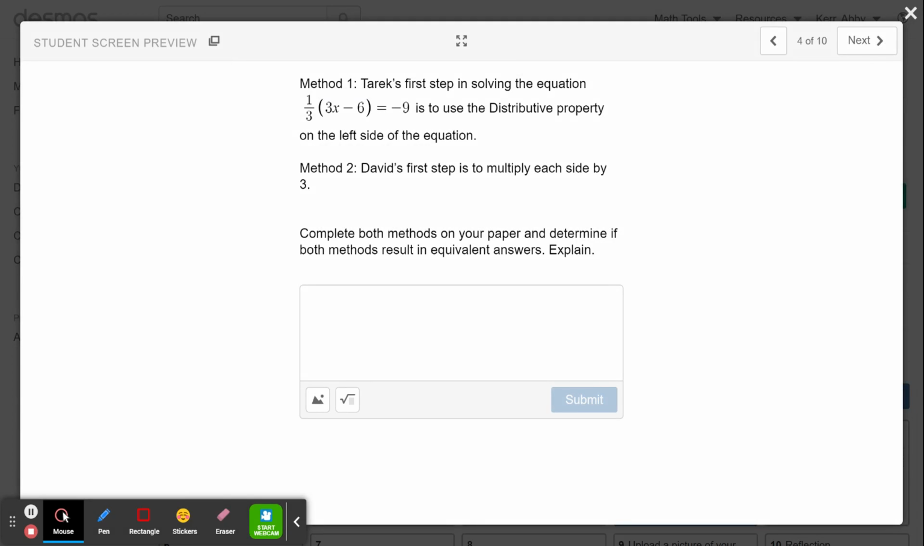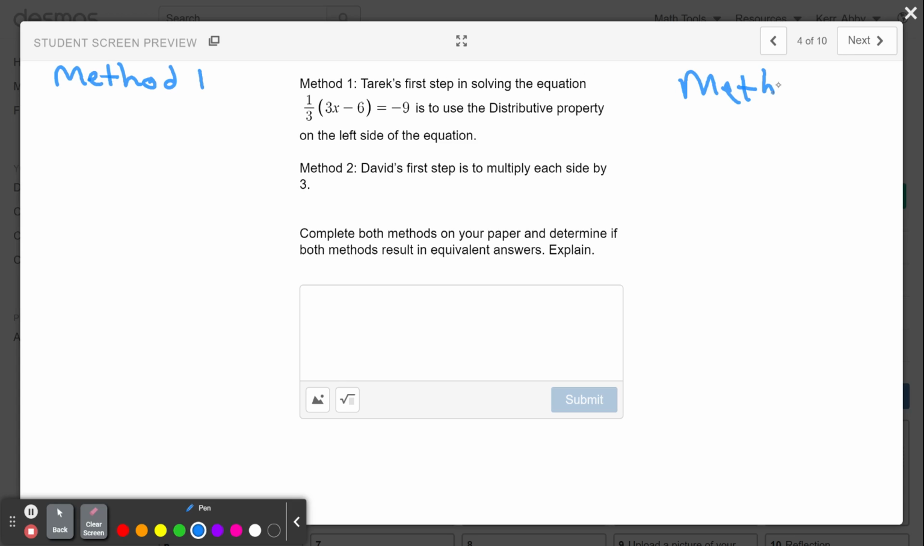Now on slide number 4, so we're going to do method 1 here, and then method 2, and you're going to use a piece of paper. I'm just writing on my screen to help you. So method 1 says Tarek's first step in solving the equation is to use the distributive property. So that is what we are going to be doing.